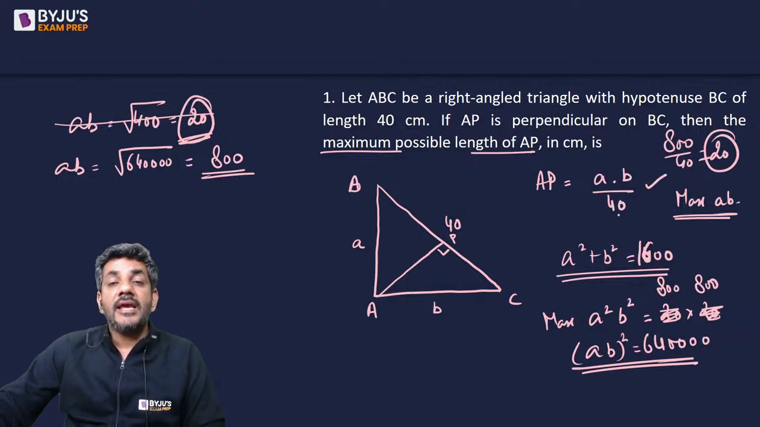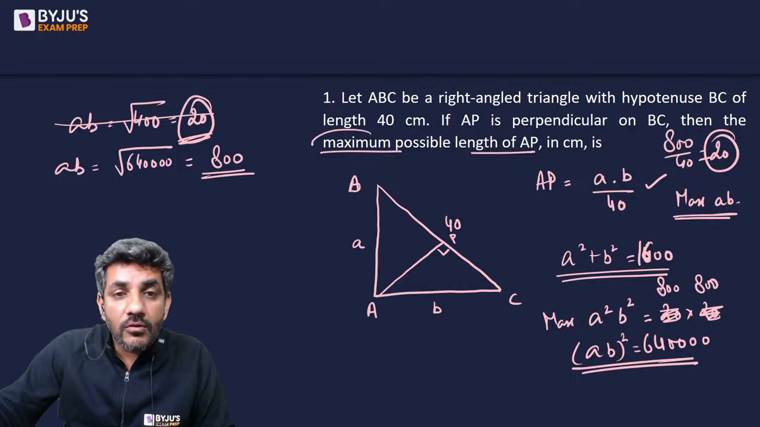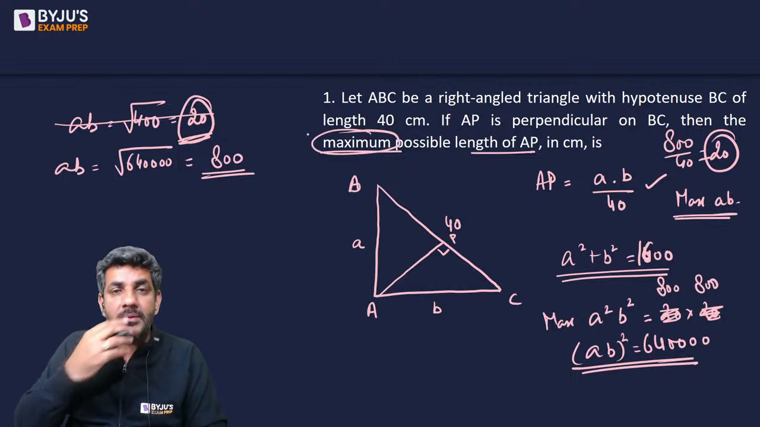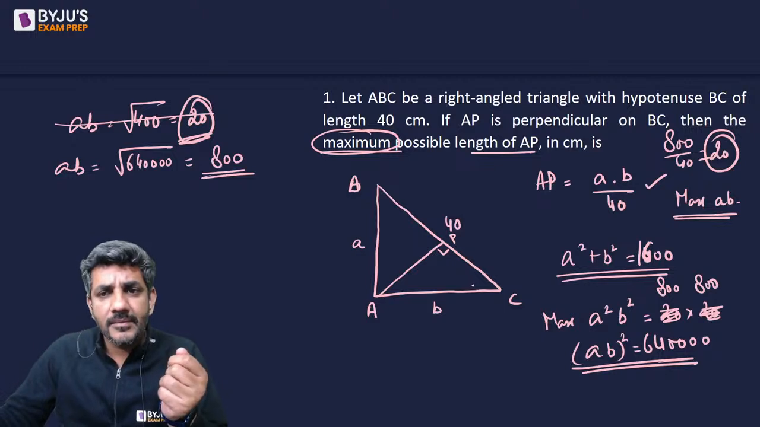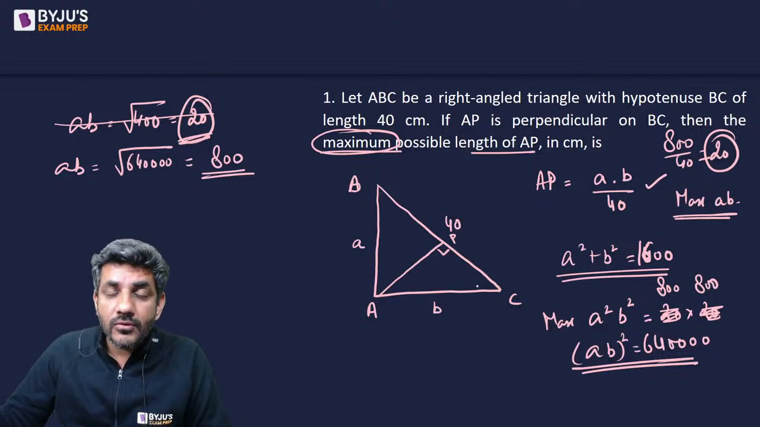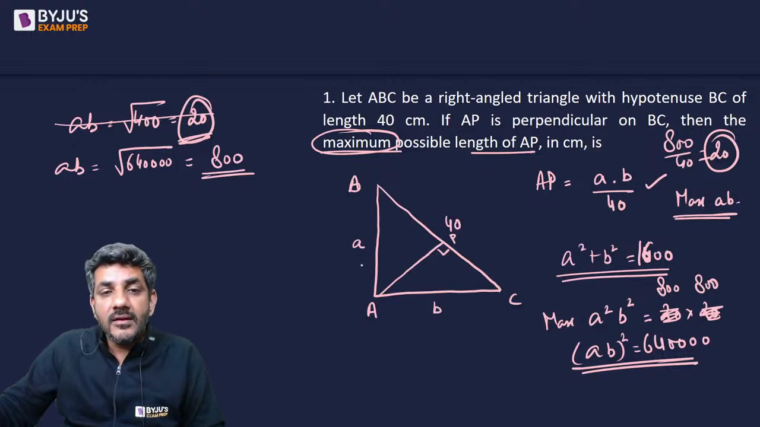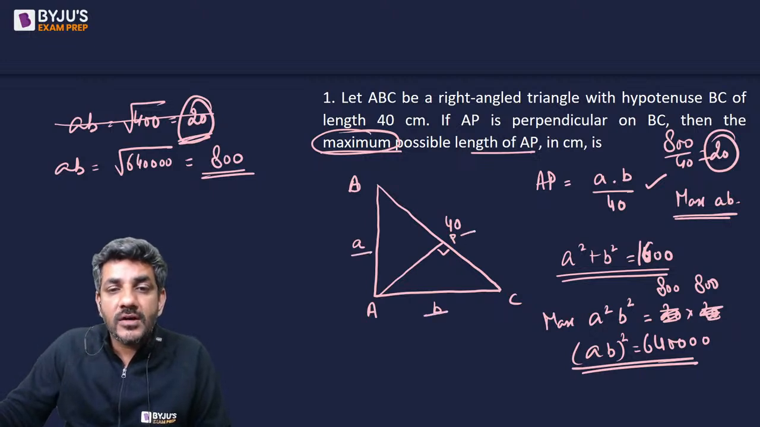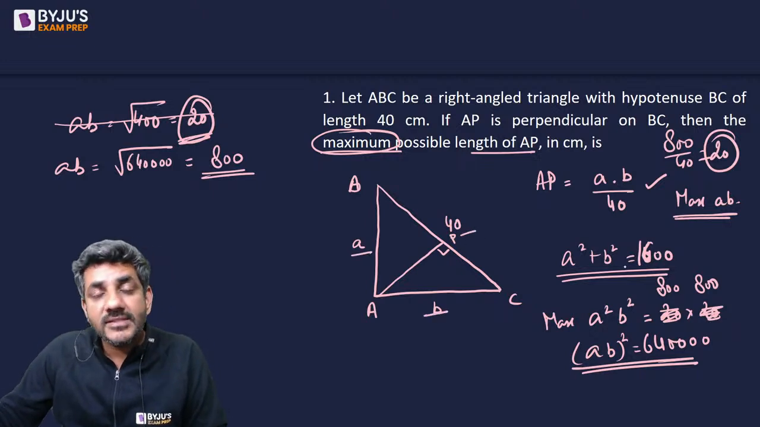So if AP is A into B divided by 40 and you are looking for the maximum possible length of AP, मतलब आपको AB maximize करना है. अब A into B maximum कब होगा? What relation do I have with A and B? I know that A square plus B square is 40 square. तो वहां से मुझे AB maximize करना है.